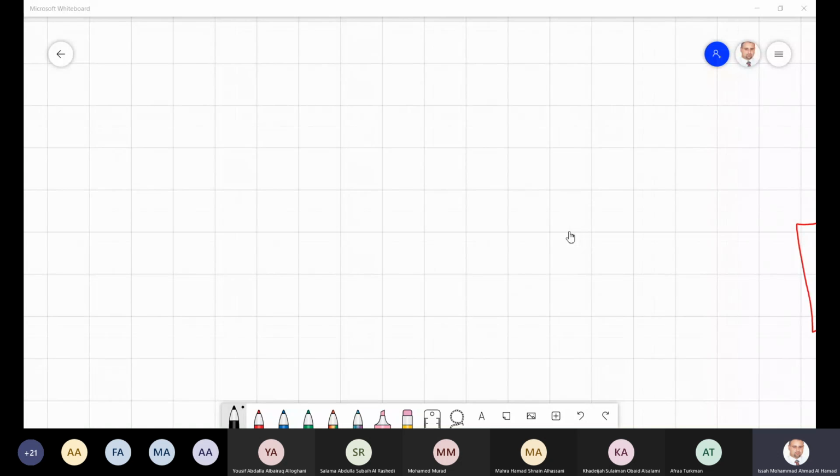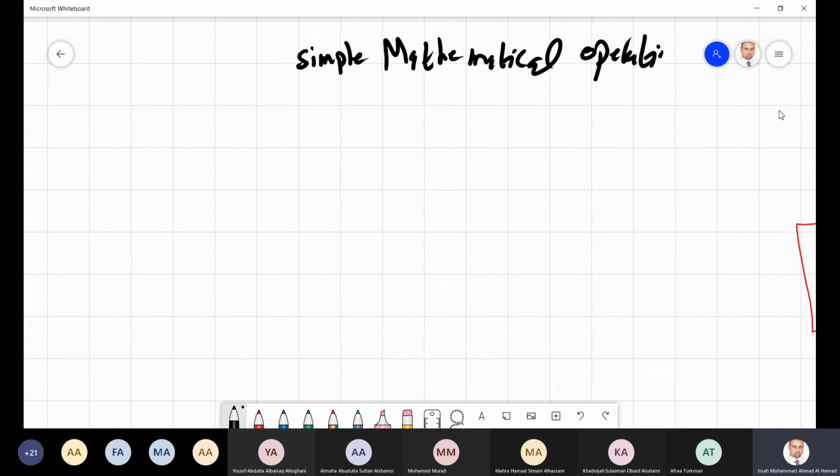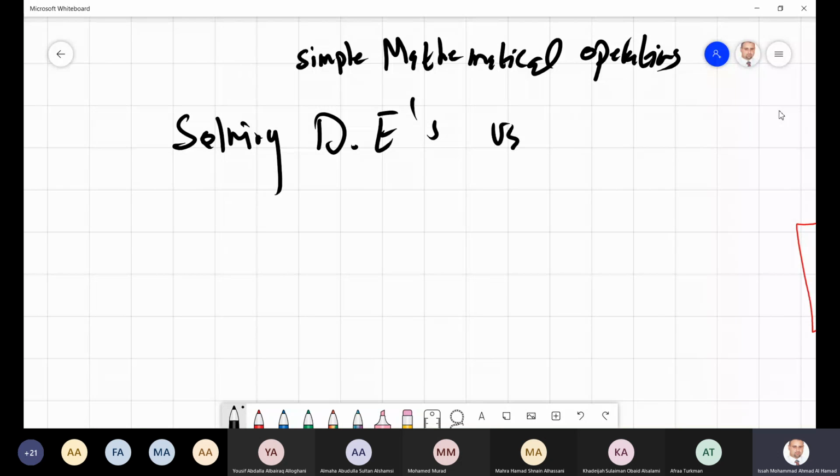So, inshallah, we will start with some simple ideas related to Simulink. Then we will, inshallah, upgrade them. We will start by simple mathematical operations. Then we will go to solving differential equations.